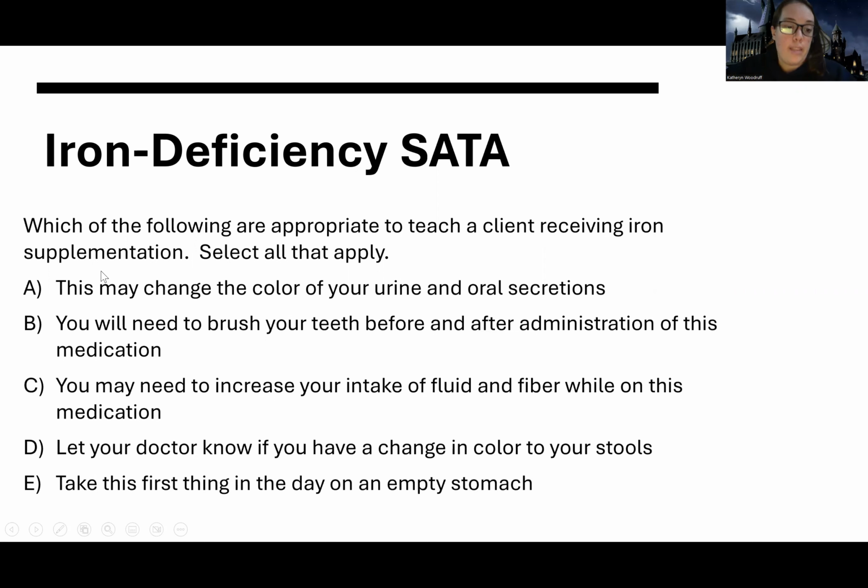Should I teach a client that the iron they're receiving may change the color of their urine and oral secretions? I know that iron changes the color of something, but I don't feel like it's the urine and the oral secretions. I know there's stuff with drinking through a straw and with the oral preparations, but I don't feel like it actually changes the color of your secretions. So I'm going to hold off on that one for now.